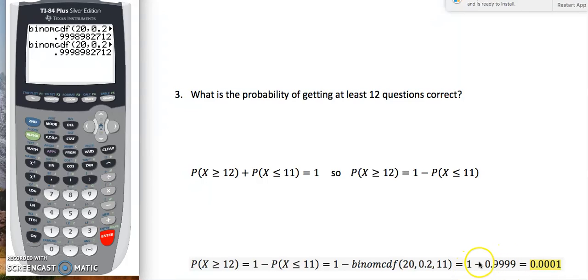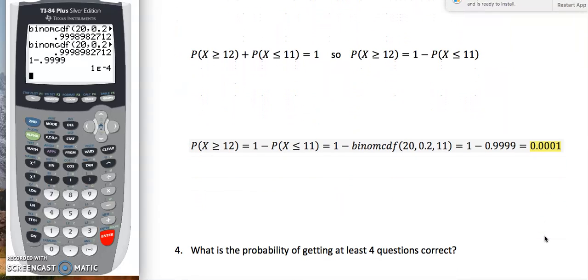And of course, if we do 1 minus that, you end up with, remember this shifts the decimal 4 places to the left, so you end up with 3 zeros in front of that 1. So 0.0001 would be your final probability here.